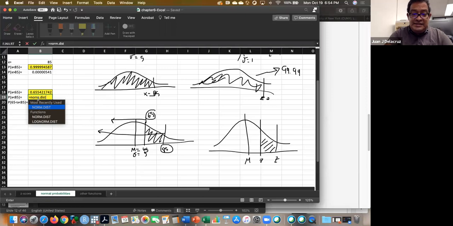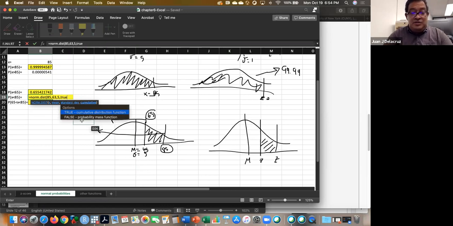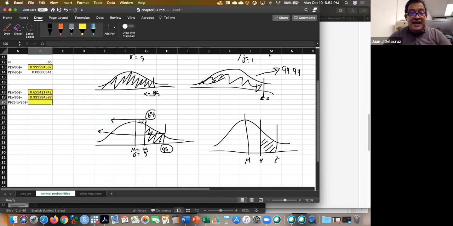So it's going to be equal norm dist. So I'm going to find the value. In this case, the x is going to be 85. Once again, my mean is 63. My standard deviation is 5. Remember, those are the values, but they are typed in some other cells. And then the cumulative is going to be true, right? So I have the area to the left of 65. I have the area to the left of 85. All I have to do is the highest minus the lowest, okay? So that is the area. So this area under the curve.